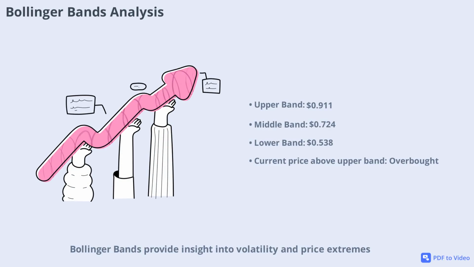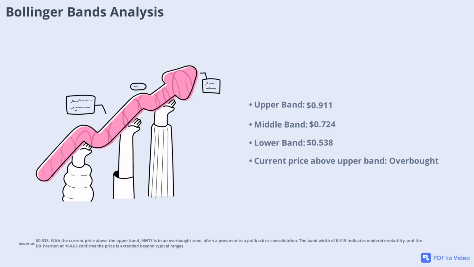The upper band is at 0.911, the middle at 0.724, and the lower at 0.538. With the current price above the upper band, MNTS is in an overbought zone, often a precursor to a pullback or consolidation. The band width of 0.515 indicates moderate volatility, and the BB position at 104.62 confirms the price is extended beyond typical ranges.